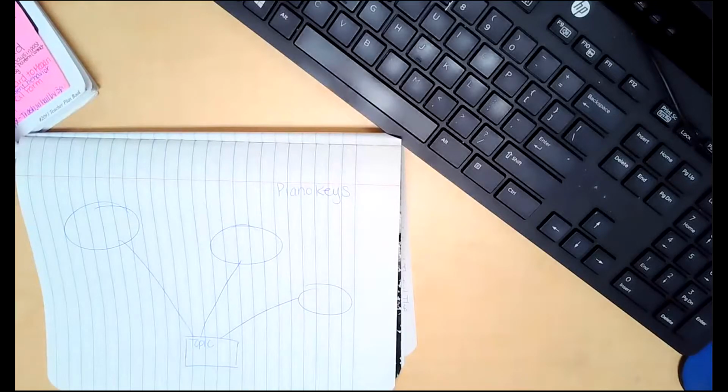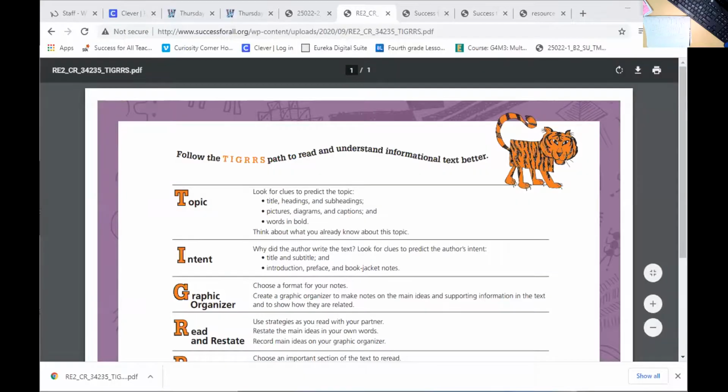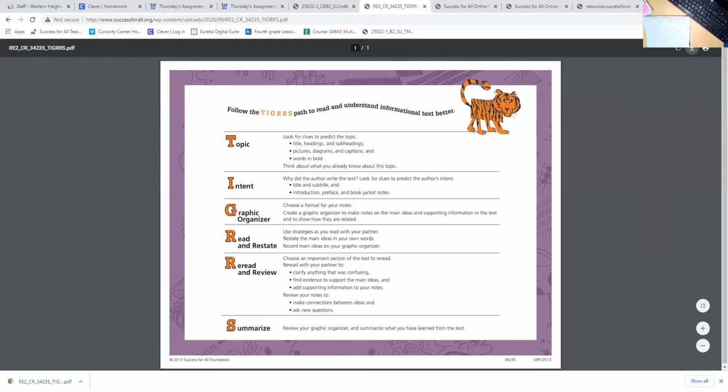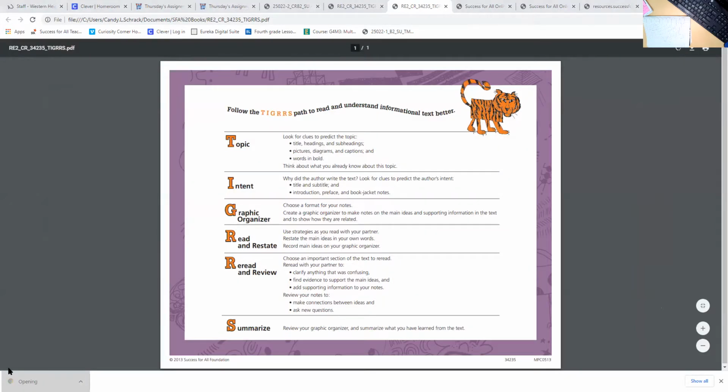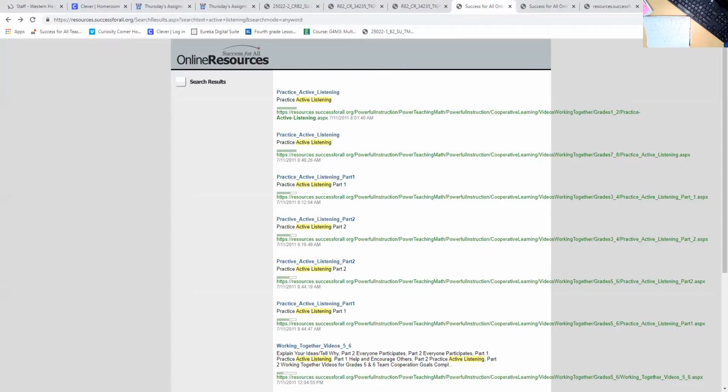Okay, so we're going to look at informational text. Let me see if I can bring up this strategy card here. It is, well, I had it right there. All right, hold on.